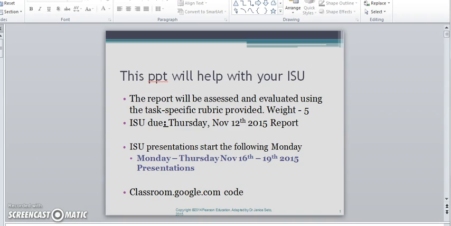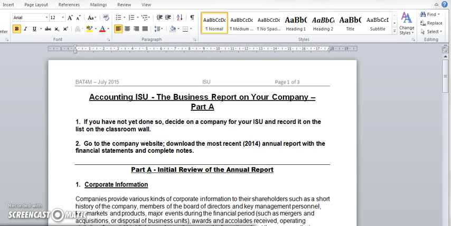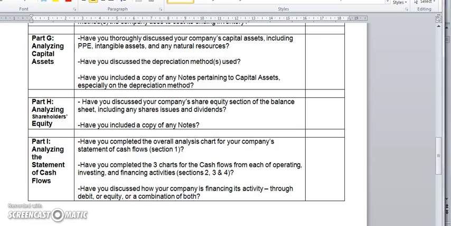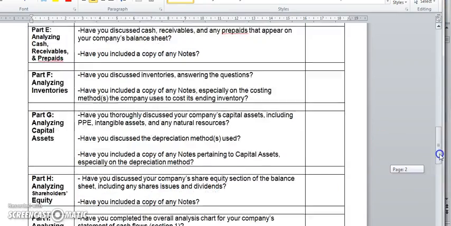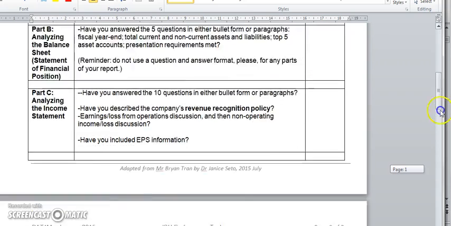So let's go and let me see what we have today. So we've been starting our ISU project by getting an overview. So the overview, remember, is presented by this document, which I gave to you folks. Let me see if I can find it. There it is. So this document is basically the checklist of everything you need to present in your ISU.